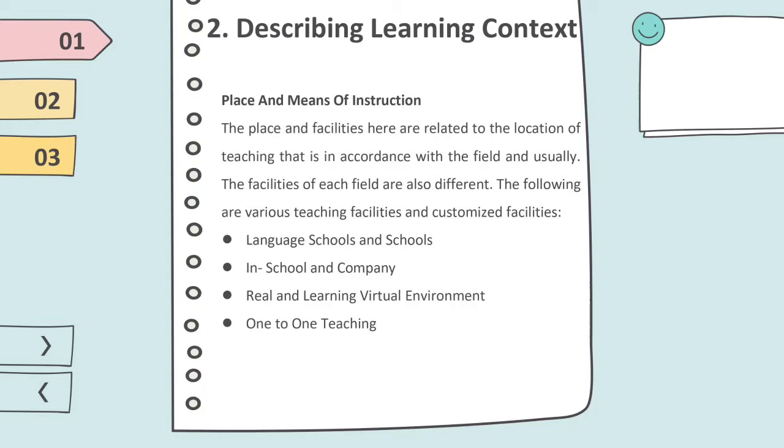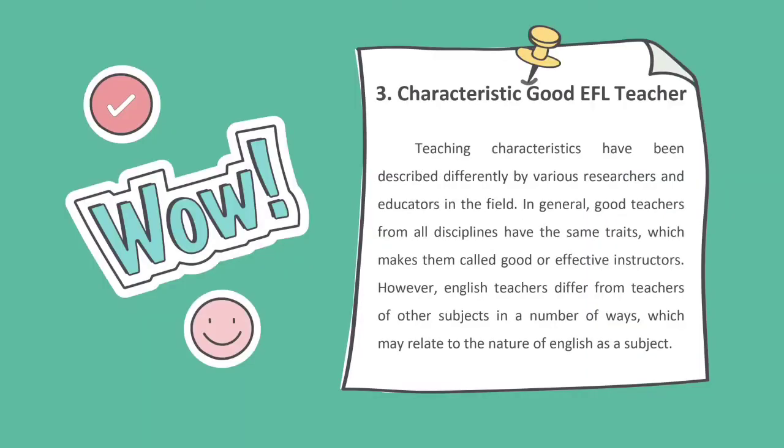Okay, so next slide, there are characteristics of a good English foreign language teacher. Teaching characteristics have been described differently by various researchers and educators in the field. In general, good teachers from all disciplines have the same traits which make them called good or effective instructors. However, English teachers differ from teachers of other subjects in a number of ways which might relate to the nature of English as a subject.